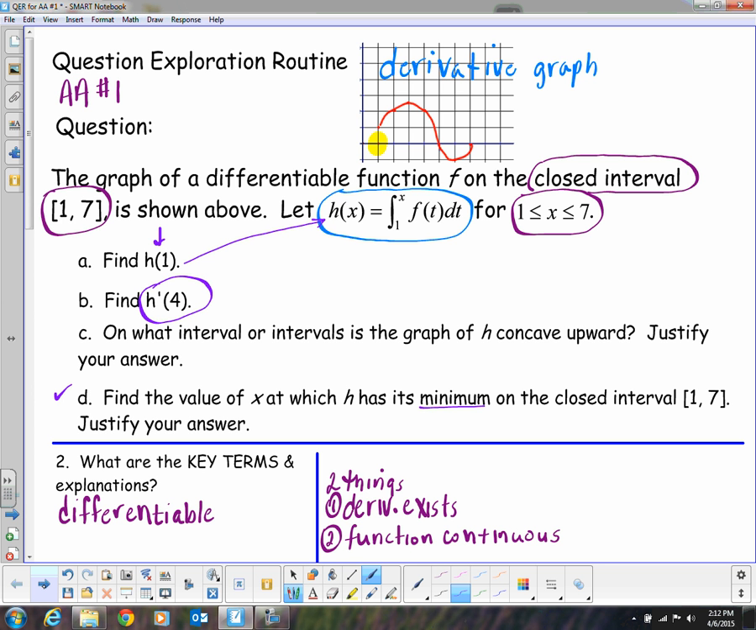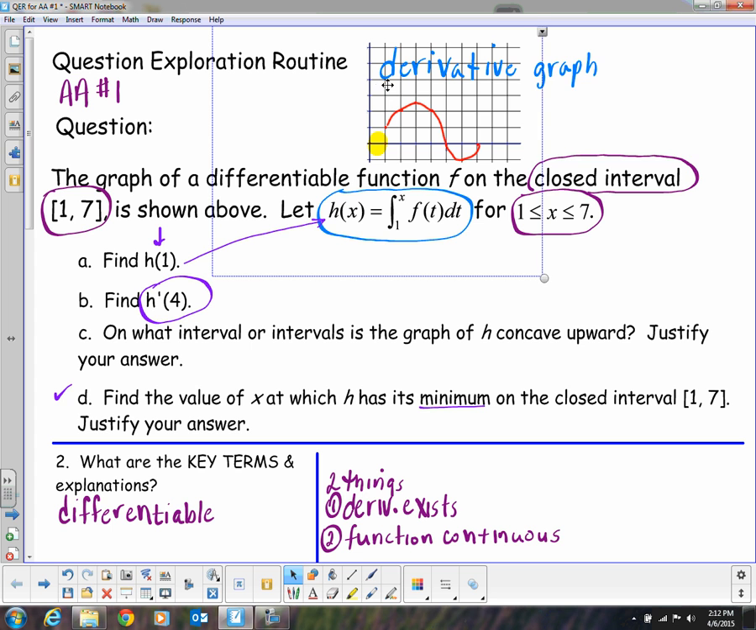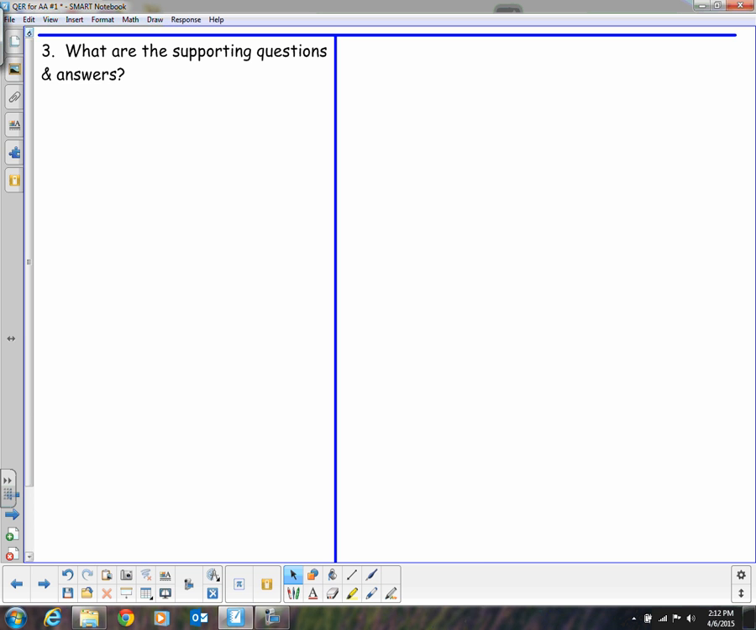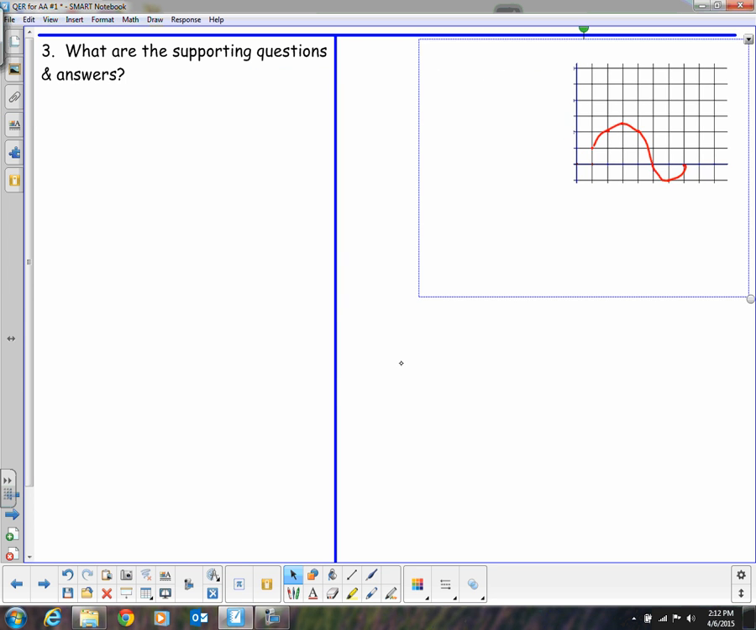So I'm going to go to my AA, since I'm not going to be able to see it. So my area accumulating, I think I will work with, I might want to copy this graph. I think I'm going to need this graph. So let's see, copy, we're going to come to the next page, and we're going to paste. All right, so here's my graph over here. All right, so part A, this is where we're going to start to work on this.